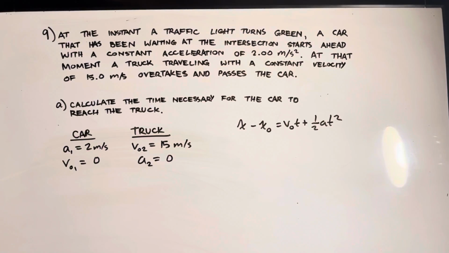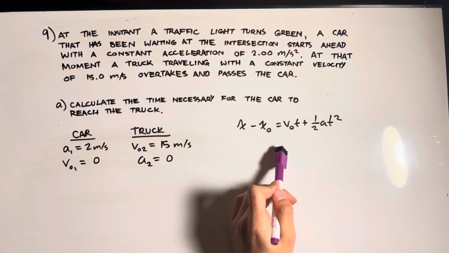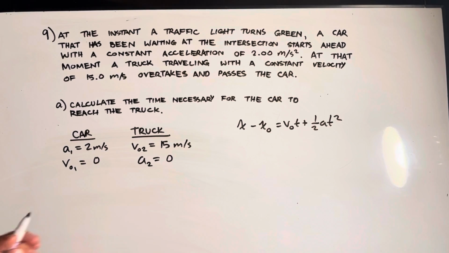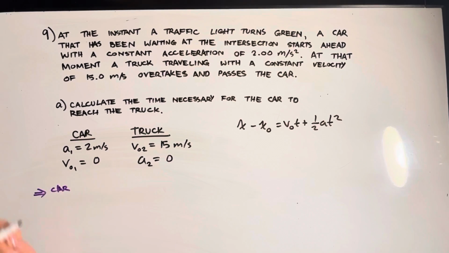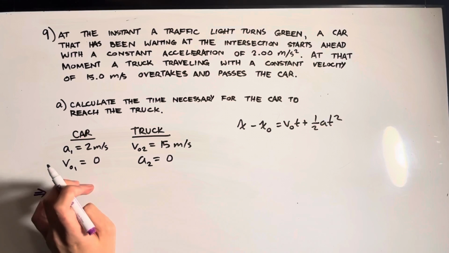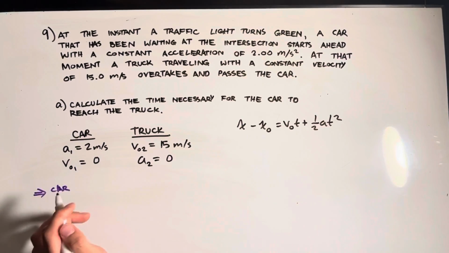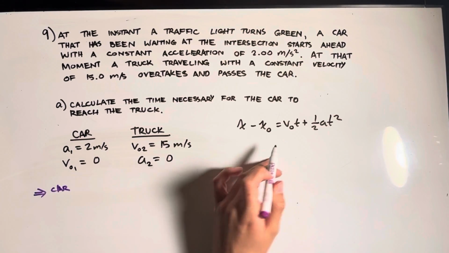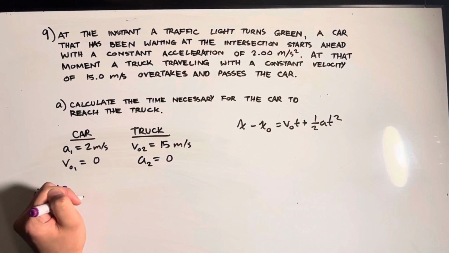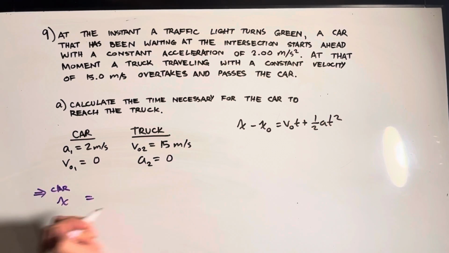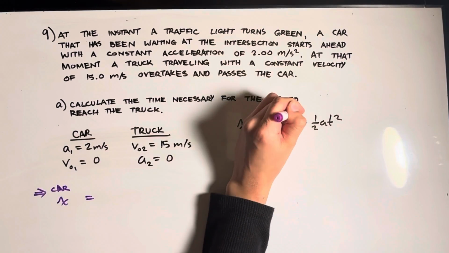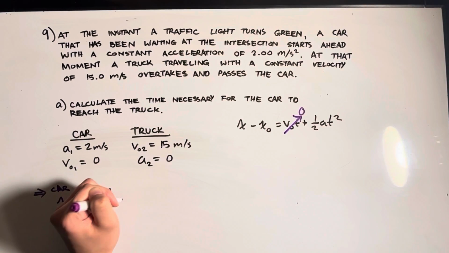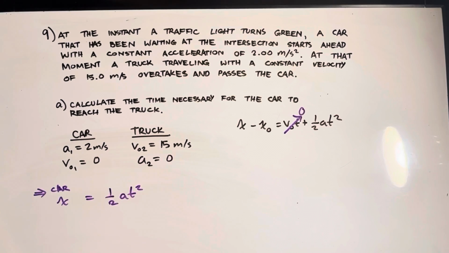Now in order to find our time, we can use this equation right here. So for the car, we can plug this information into this equation. We know that x would be equal to, so our initial velocity would just be 0, so now we have 1/2 of a times t squared.